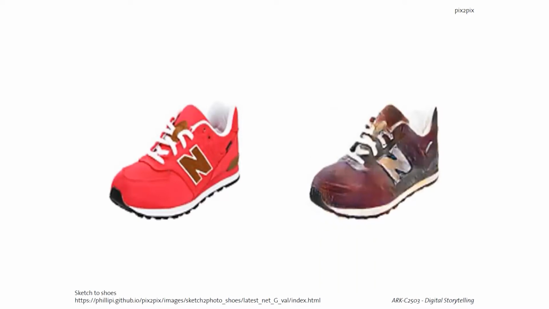Of course, the question is what happens when the sketch that you're inputting doesn't look like a bag, but looks like something else. Then you can get very weird results. And that's, I think, also where the really creative potential of these models lies.